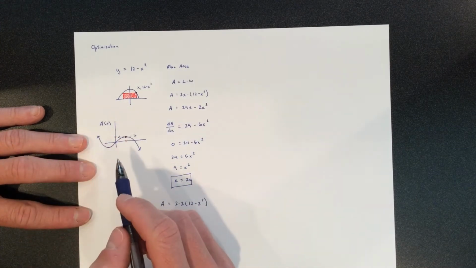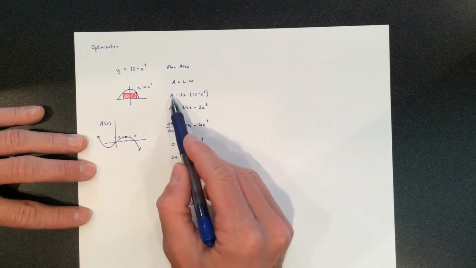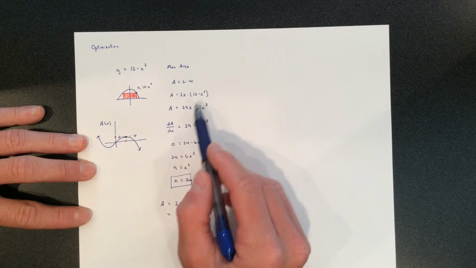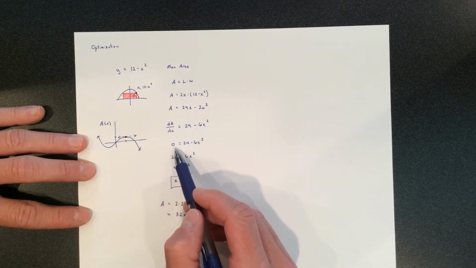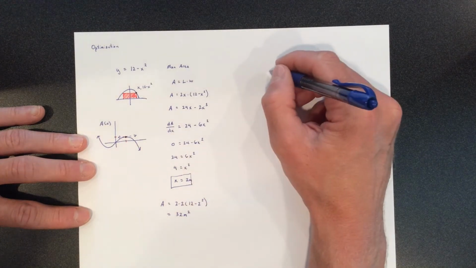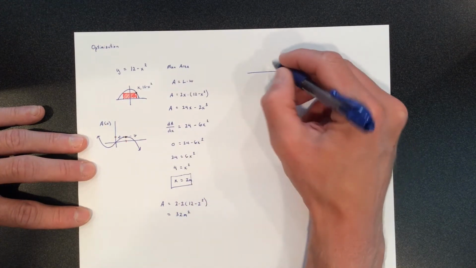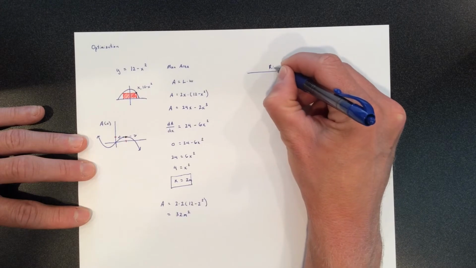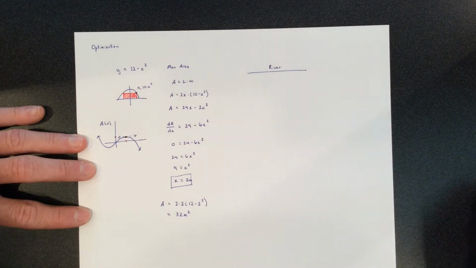And all of these questions are the same. You're going to get the area as some function of x, and then you're looking for where the derivative is equal to 0. All right, let's do another easy one. Let's say we have some river here. Okay, this is all water, and we want the best fence possible.